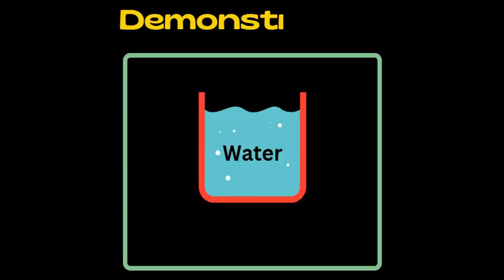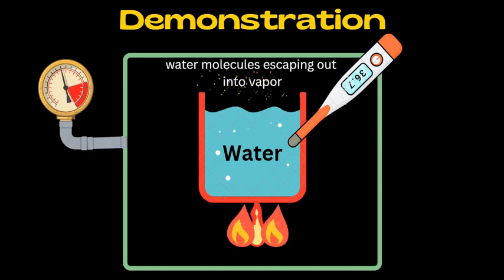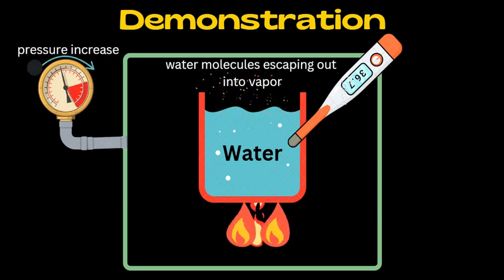Now let us bring the concept of vapor pressure to life with an experiment. Here we have a beaker of water being heated in a closed system connected to a manometer. The manometer will measure the pressure exerted by the vapor as the temperature changes. As we gradually heat the water, you will notice more water molecules gaining energy and escaping into the vapor phase. This increase in vapor molecules raises the vapor pressure, which is indicated by the rising level on the manometer.